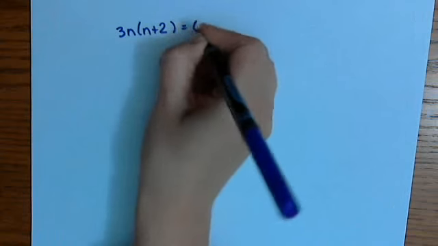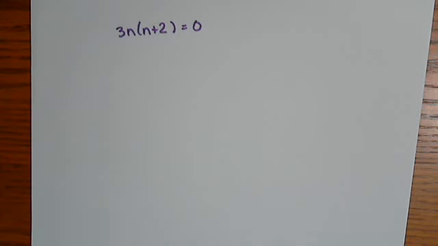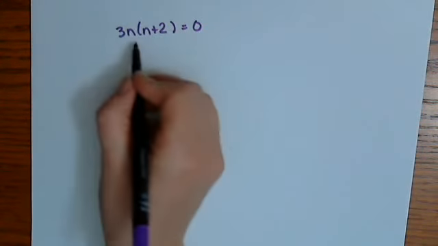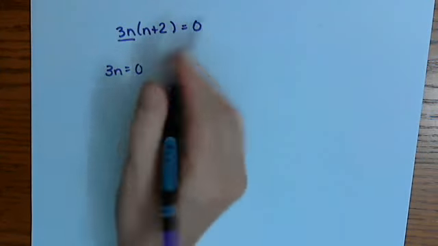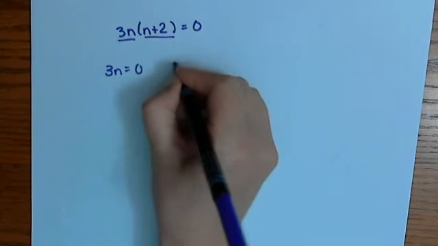So let's do another example. Let's say I'm going to work on 4A on page 478, and I want you to pause the video and see if you can do the same thing. We have 3n times n plus 2 equals 0. So I have two numbers. One of my numbers is 3n, and that has to equal 0. Another one of my numbers would be n plus 2.